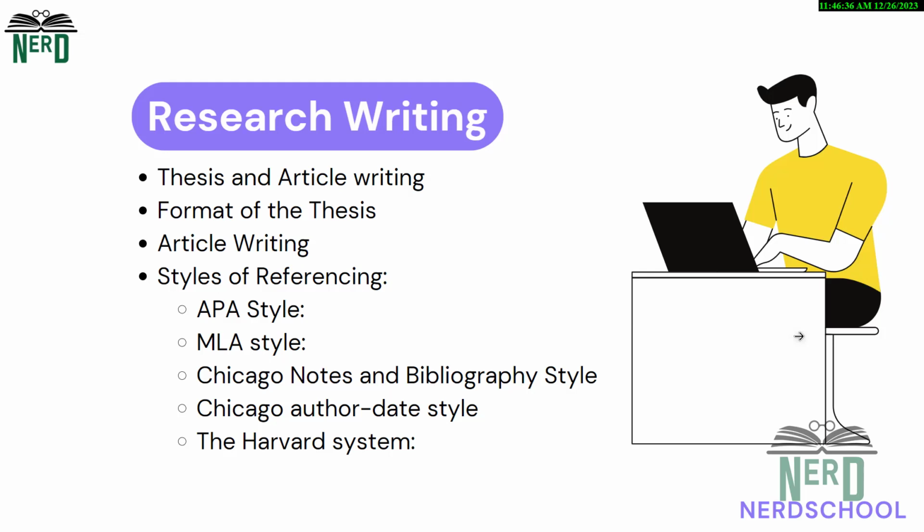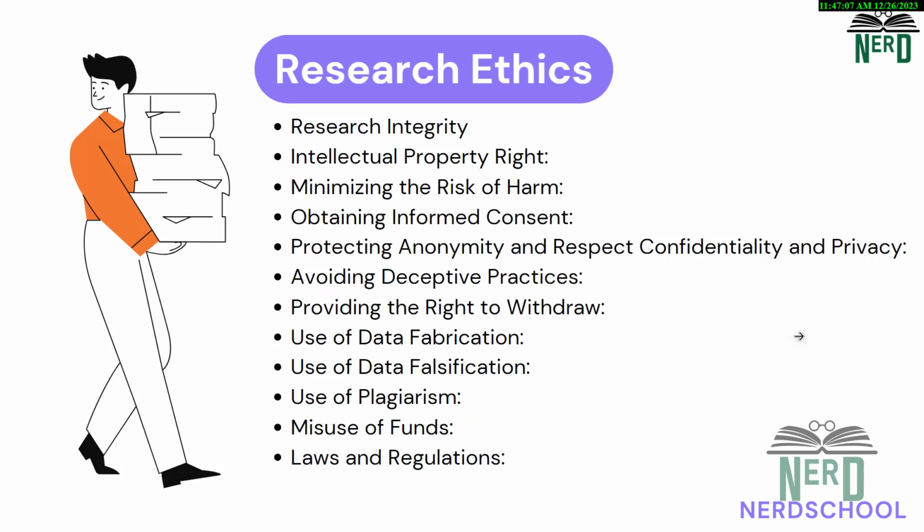And to add our finishing touch, we're going to talk about various styles of referencing like APA, MLA, Chicago notes, and bibliography. Then we'll talk about other systems like Chicago author-date and the Harvard system. So these are important tools to give credit where it's due and maintain the integrity of your research, right? And at the end of the session, we'll talk about research ethics. And remember, it's very important, and sometimes you get questions based on research ethics as well.